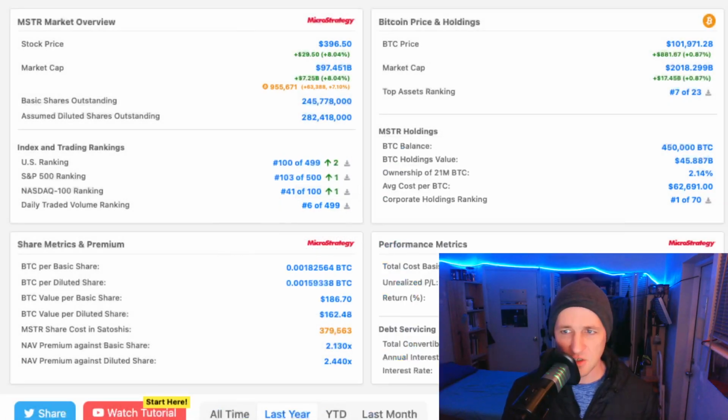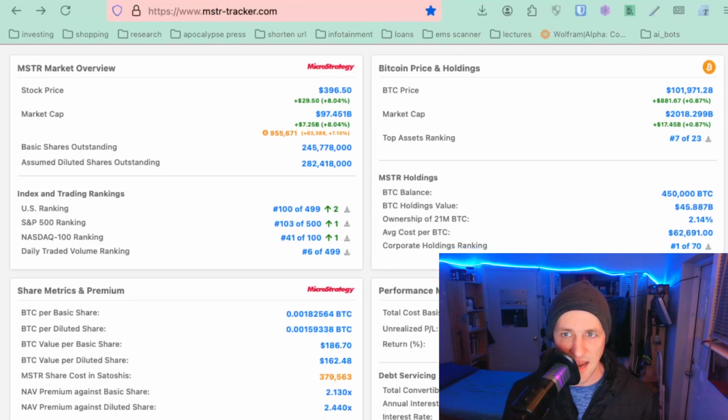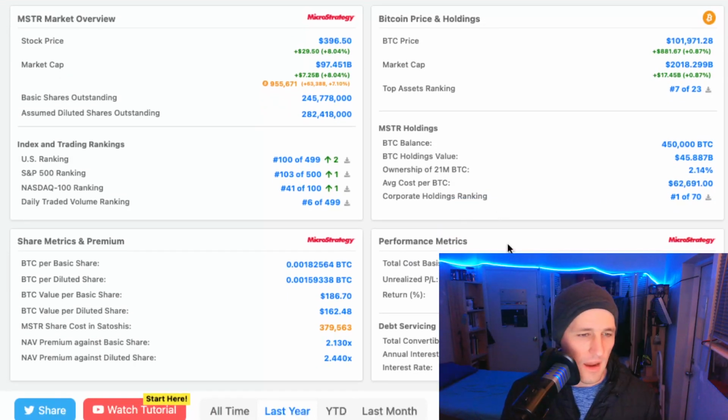Couple of other tools I just want to show, since a lot of you are MSTY holders. This is a MicroStrategy data point, and it's MSTR-tracker.com.